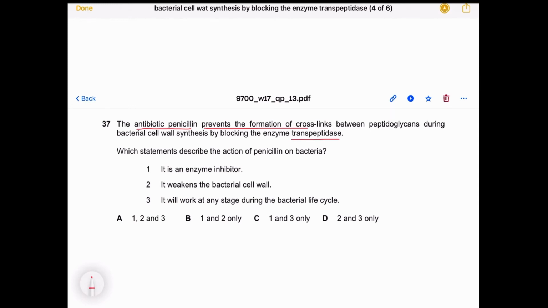So we know that it's an enzyme inhibitor. So the enzyme can no longer form the crosslink, and therefore the bacterial cell wall is weakened, which is correct. And it will work at any stage. So any stage includes the active and the non-active part of the life cycle. So this is not really qualified. So the answer is only 1 and 2.